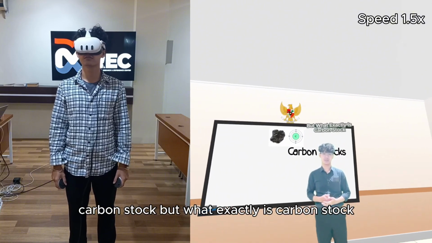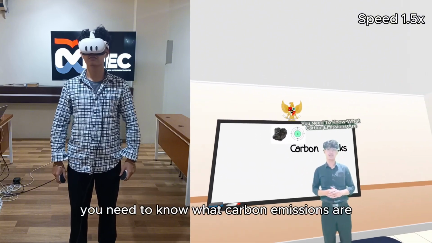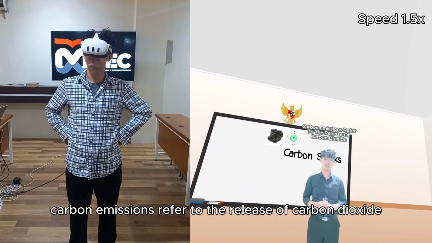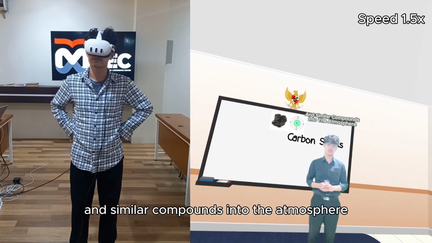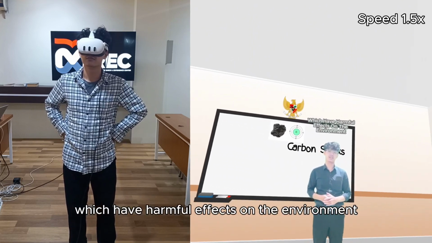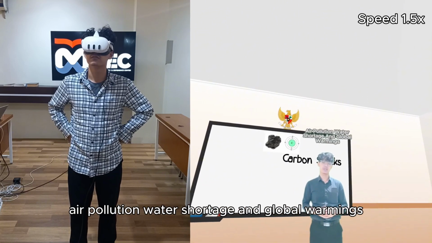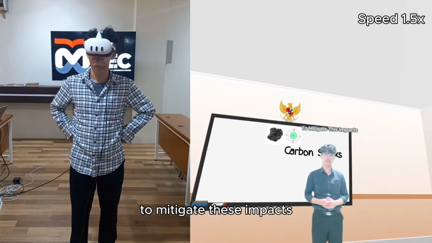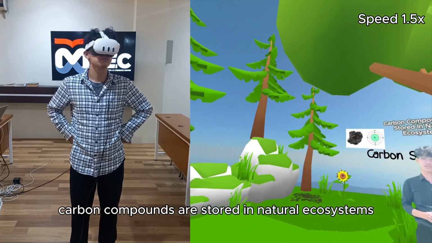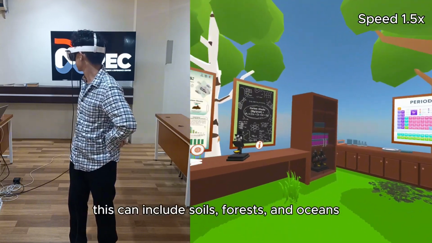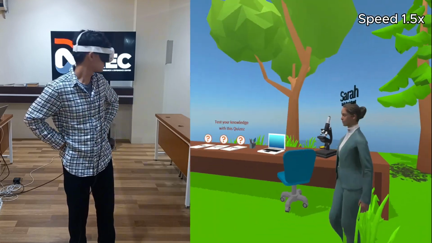But what exactly is carbon stock? Before we dive into that, you need to know what carbon emissions are. Carbon emissions refer to the release of carbon dioxide and similar compounds into the atmosphere, which have harmful effects on the environment, such as greenhouse effects, air pollution, water shortage, and global warming. To mitigate these impacts, carbon compounds are stored in natural ecosystems, which we call carbon stock. This can include soils, forests, and oceans.